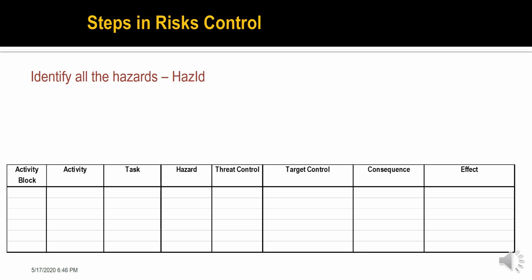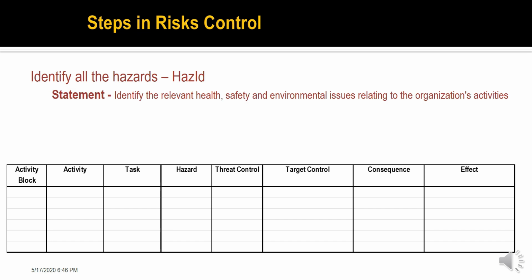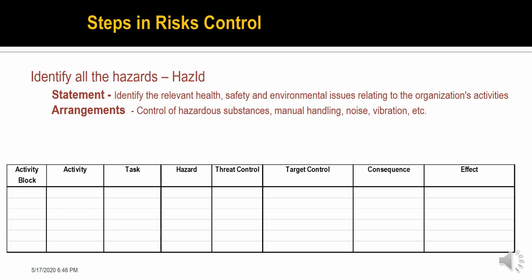So let's see how we are going to manage it now. Now we are going to do a hazard identification. The statement: identify the relevant health, safety and environmental issues relating to the organization's activities. We have made this statement in our HSE policy. So this is what we are going to do. Identify all relevant health, safety and environmental issues relating to the organization's activity.